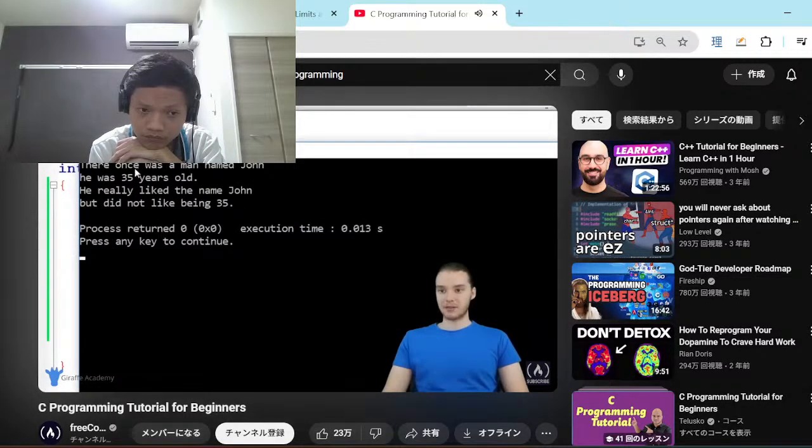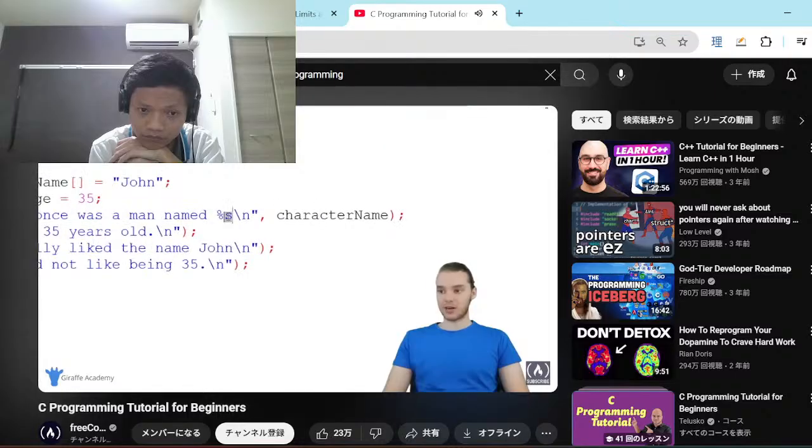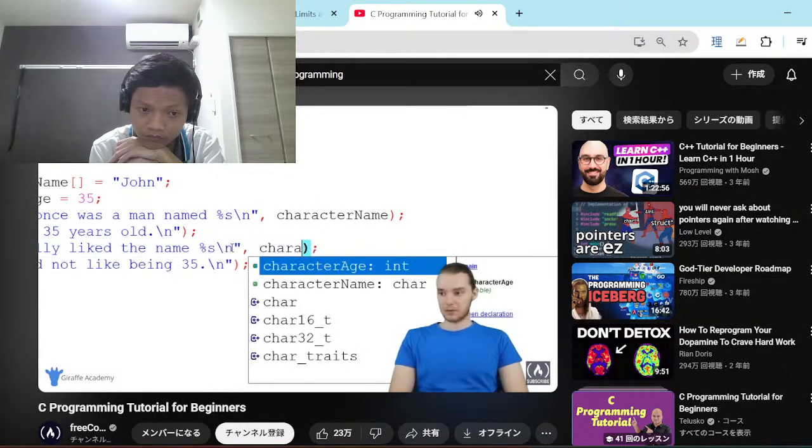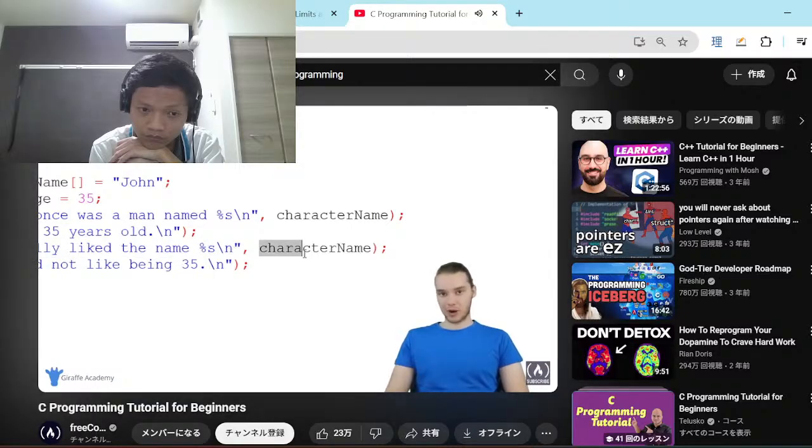Now you'll see that it's still printing out there once was a man named John, even though we didn't actually type out John over here, we just typed %s and character name. I can do this in this other spot too. Down here, we're also using the character name, so I can type %s, and over here, we can type character name. Again, this is going to act as a placeholder for this string of characters that we specify over here.